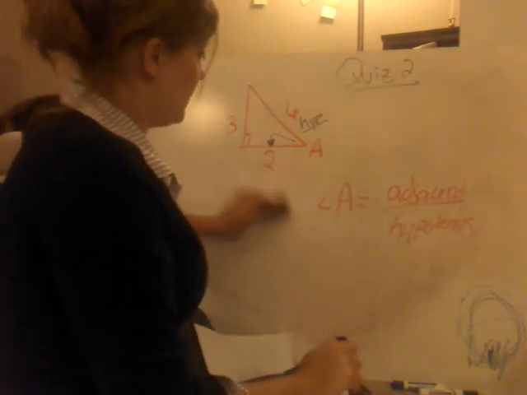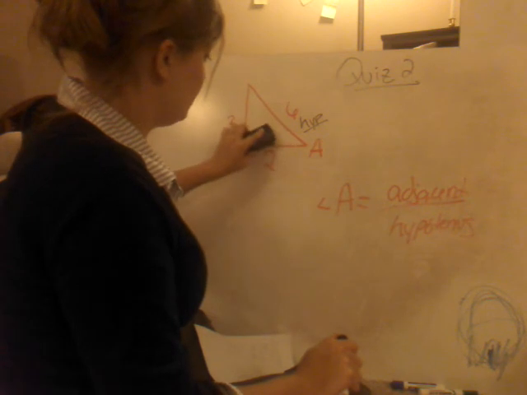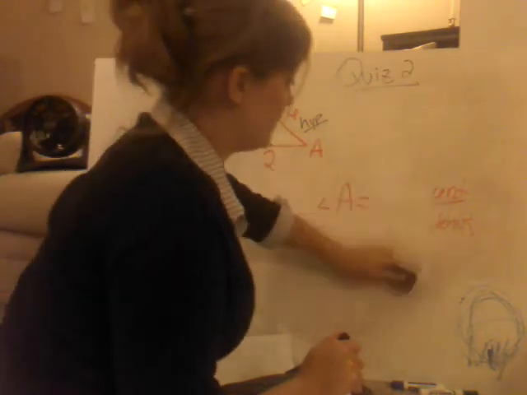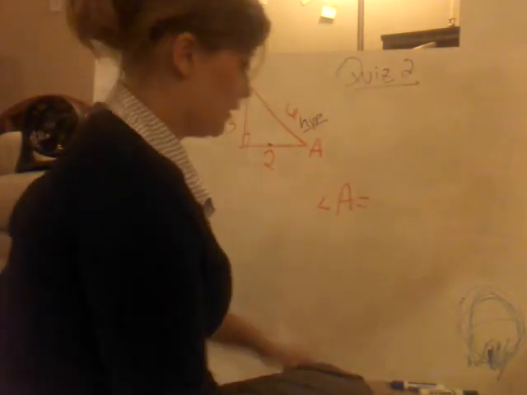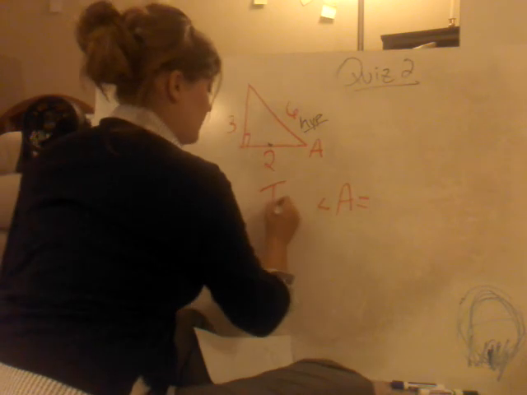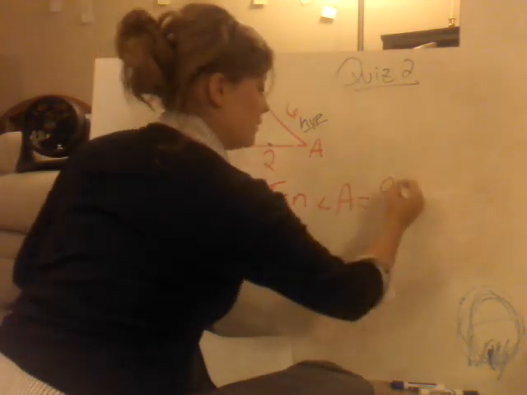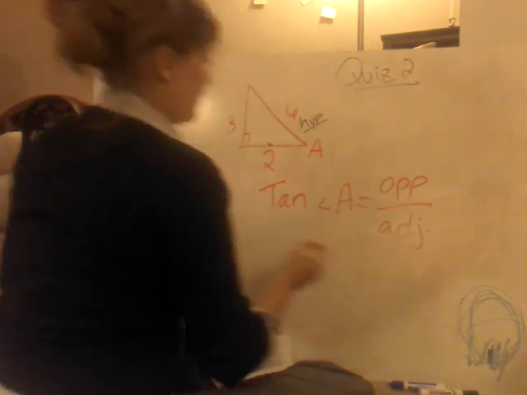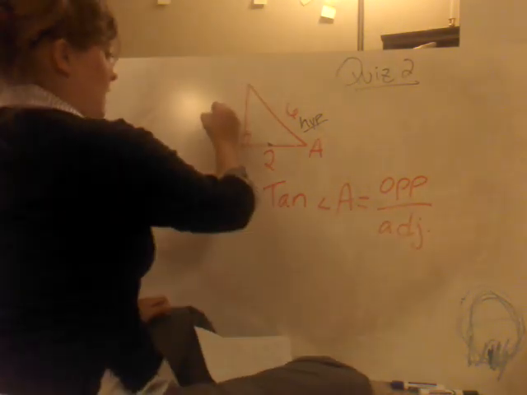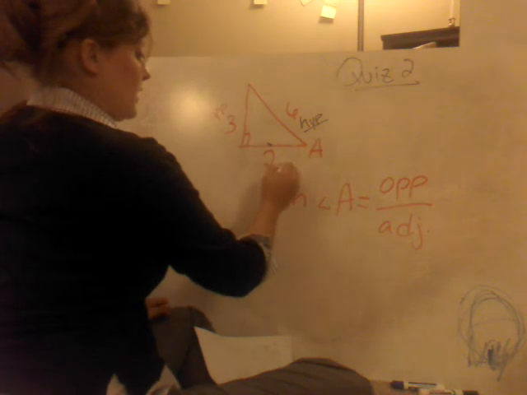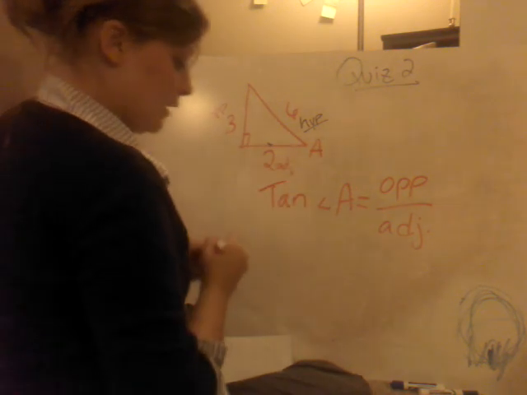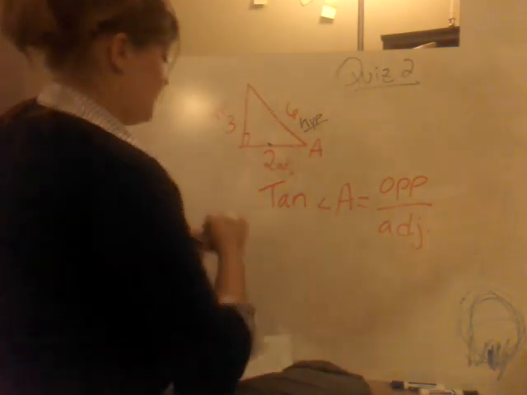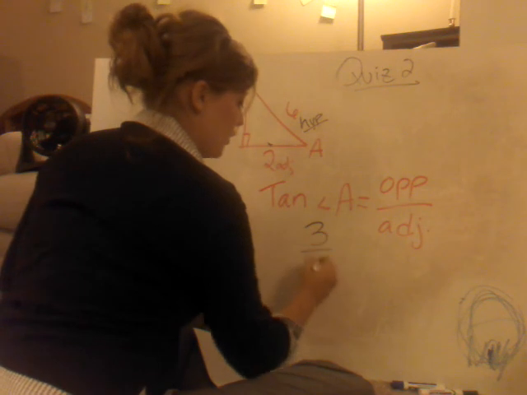And the last thing was tangent. Tangent is opposite over adjacent. Okay, so this is my opposite side. This is my adjacent side. So my answer is 3 over 2.